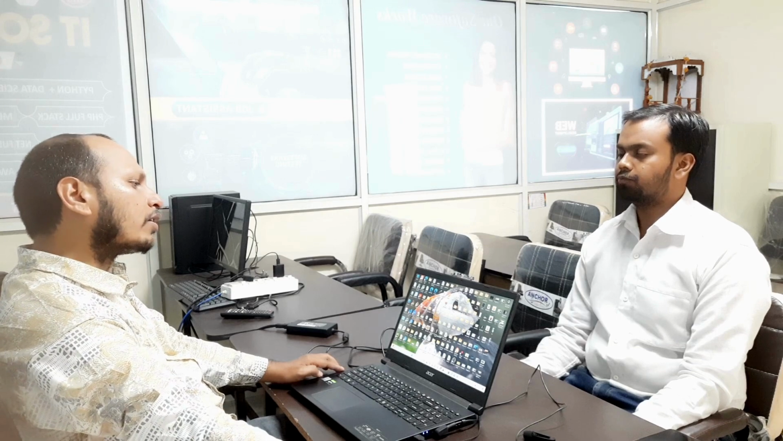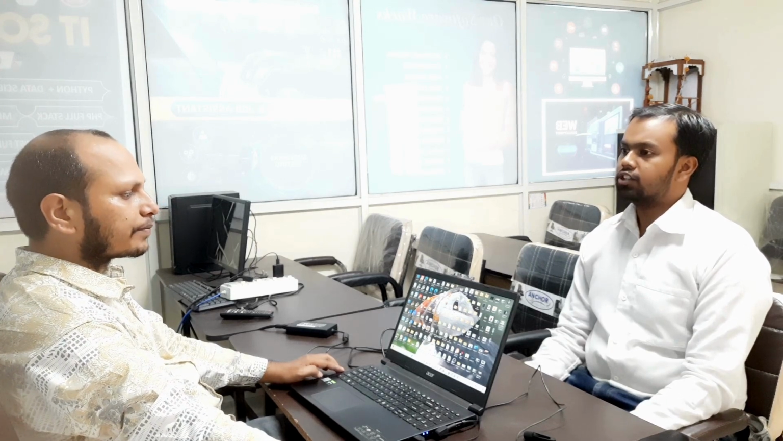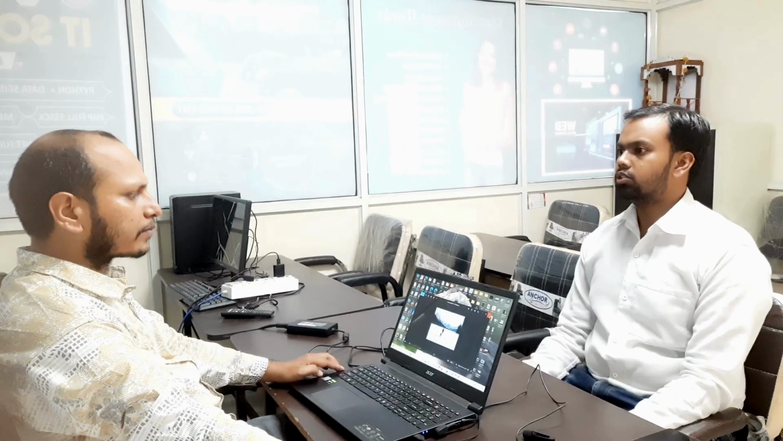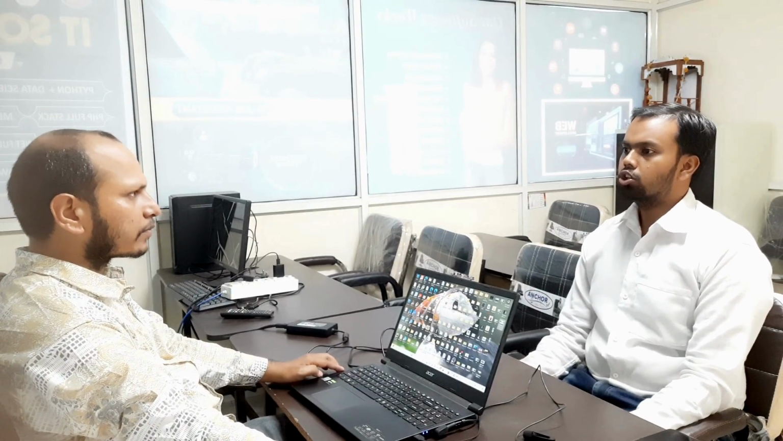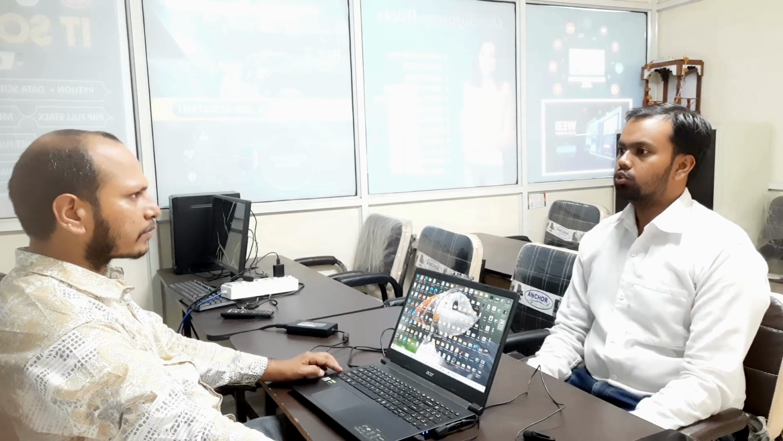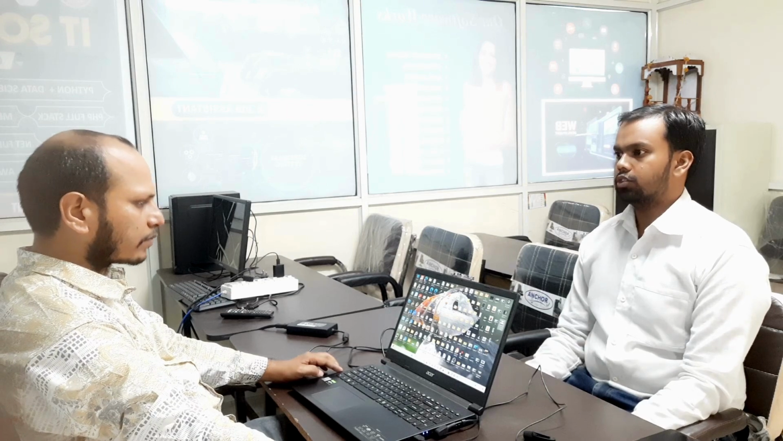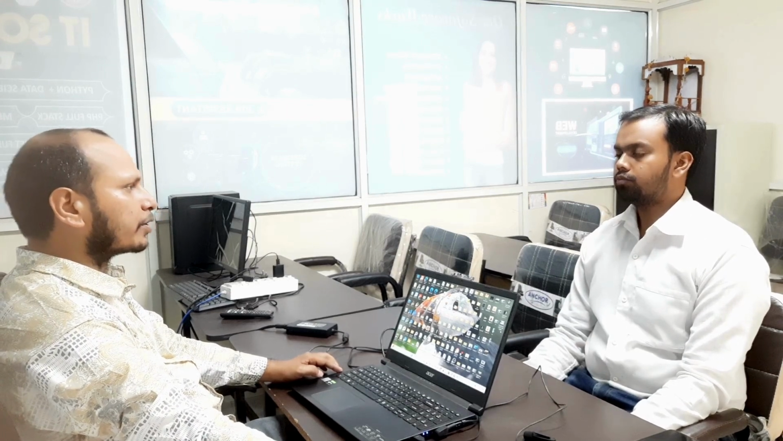What do you know about HTML? HTML stands for Hypertext Markup Language. It is a markup language which is used to link multiple documents together, as well as it is used to develop web pages. Structure of web pages.